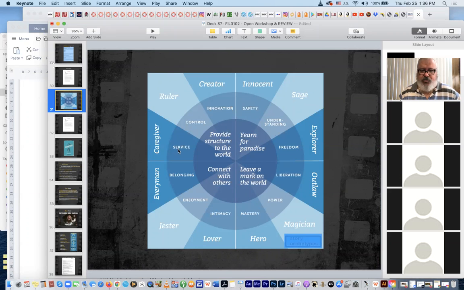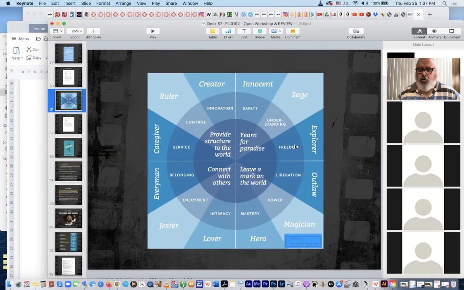So the caregiver is dedicated to service to others. The ruler is interested in control or power. The creator is the innovator. The outward expression of the internal passion is the creator. The innocent. The sage is looking for understanding or is trying to help someone understand a situation.